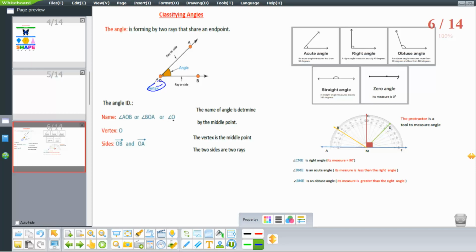Okay, like this. The vertex of this angle is O, and the two sides are OB and OA.